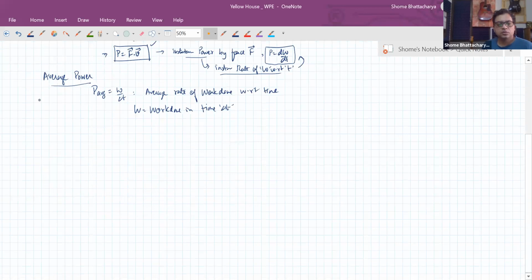Okay, so having understood that, next thing, the SI unit of power is watt, okay, where 1 watt equals 1 joule per second.